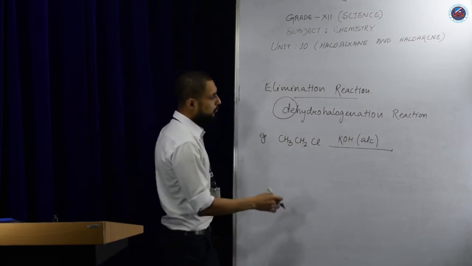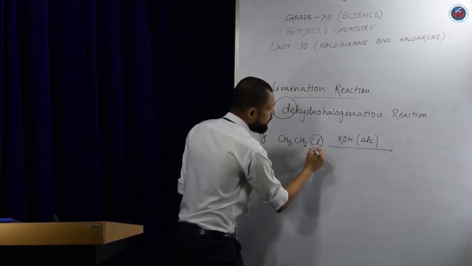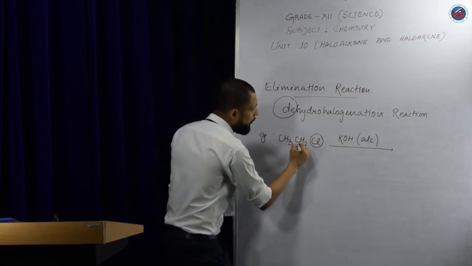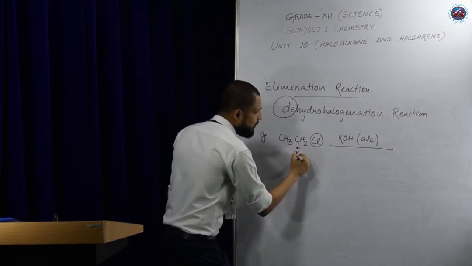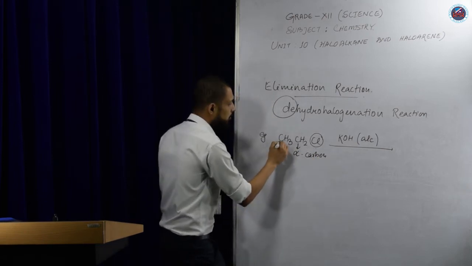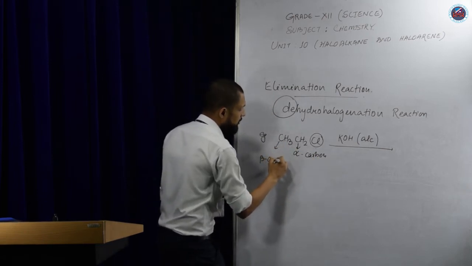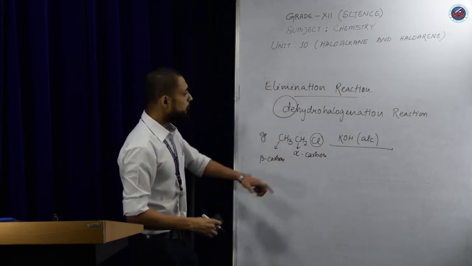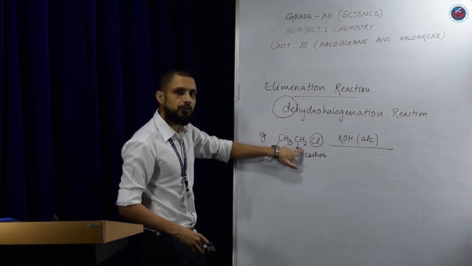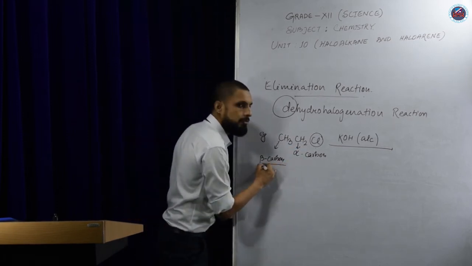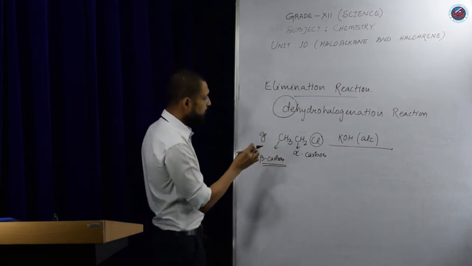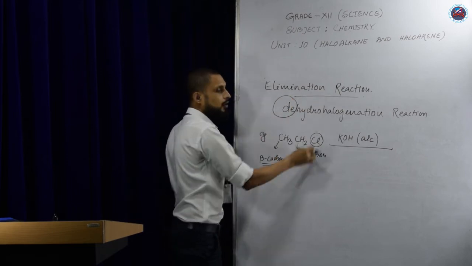So what do we do here in this reaction? We remove the halogen first. So this is the halogen which we are going to remove. Now the halogen is removed from this carbon. So this carbon is alpha carbon. The carbon next to alpha carbon is beta carbon. So if you remove the halogen from alpha carbon, the hydrogen has to be from beta carbon. That's why this reaction is also known as beta elimination reaction.